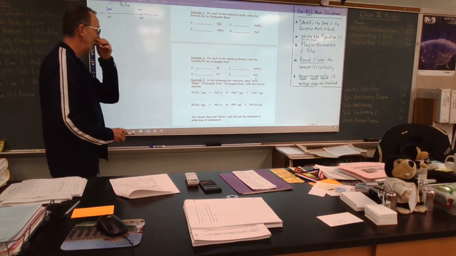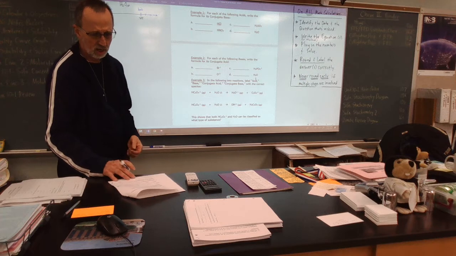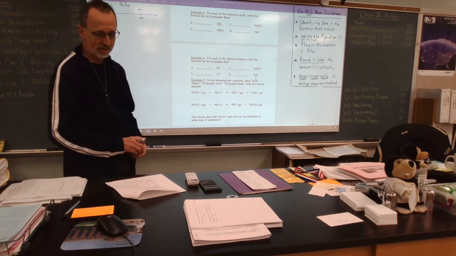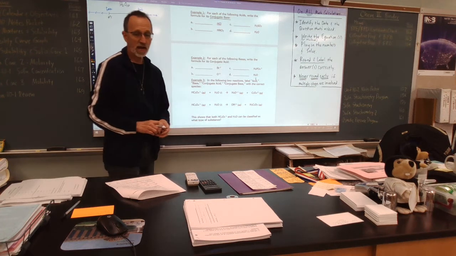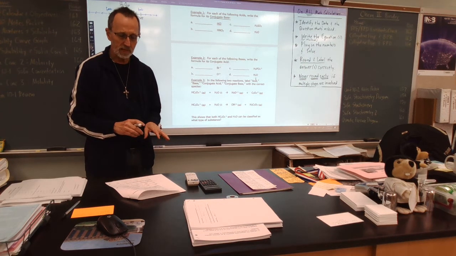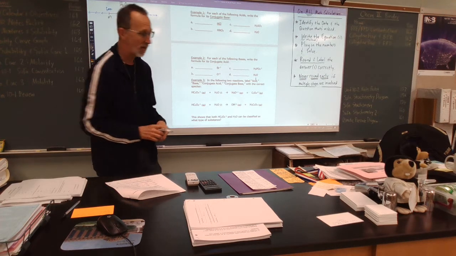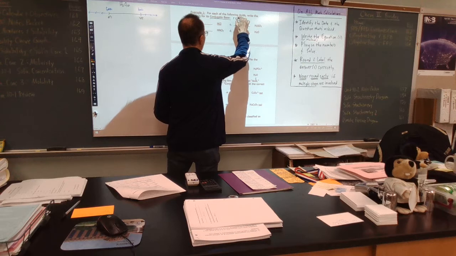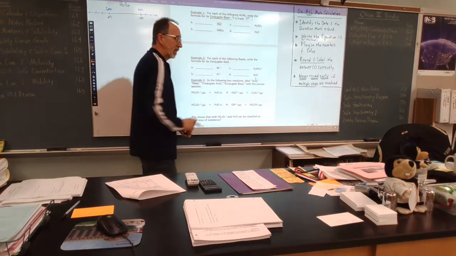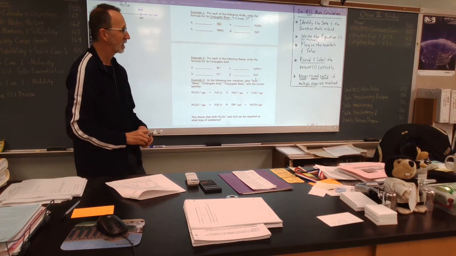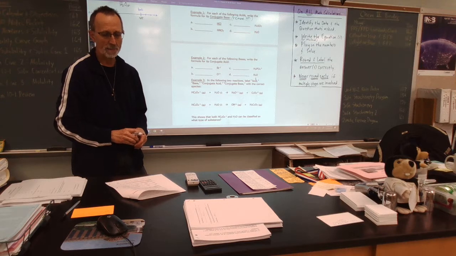So in example 1, it asks us for each of the following acids, write the formula for its conjugate base. What you've got to remember is a conjugate base is what remains from the acid after it's donated a hydrogen ion. So we're going to remove a hydrogen ion from each of these substances, and then what's left behind once we do that would be that substance's conjugate base.